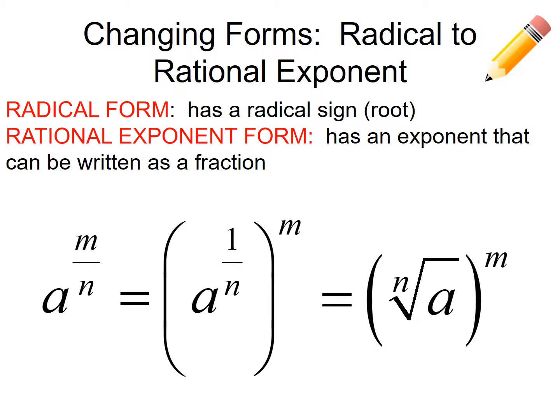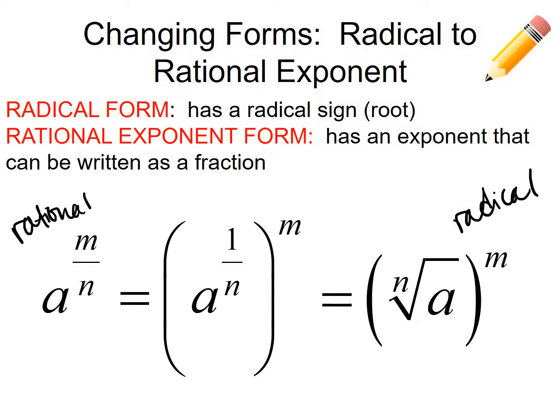Okay, so let's put what we just talked about on the last slide into our notes. So changing between the two forms. Radical form naturally has a radical sign or a root involved, whereas rational exponent form has the exponent that's a fraction or can be written as a fraction. So when we talk about which form we are in, whether you have a root involved is radical form, or whether you have a fraction involved is rational exponent form. So rational exponent form would be this guy, and this one would be radical form.